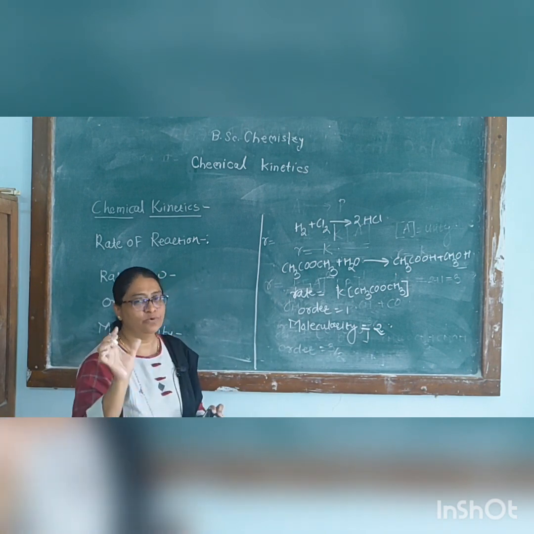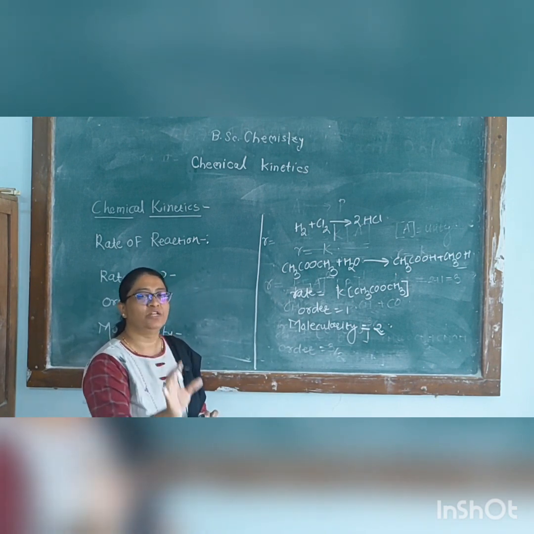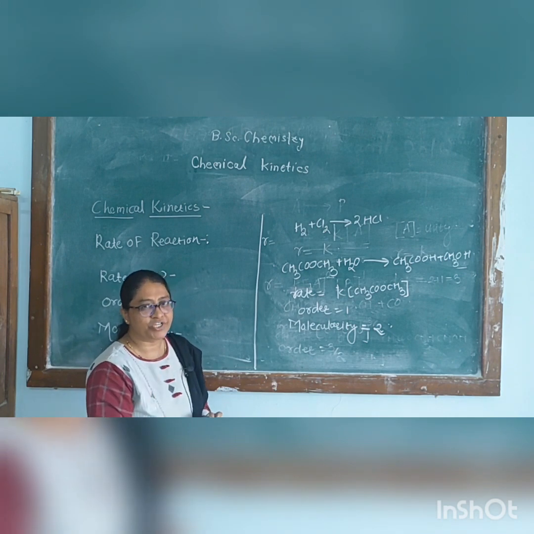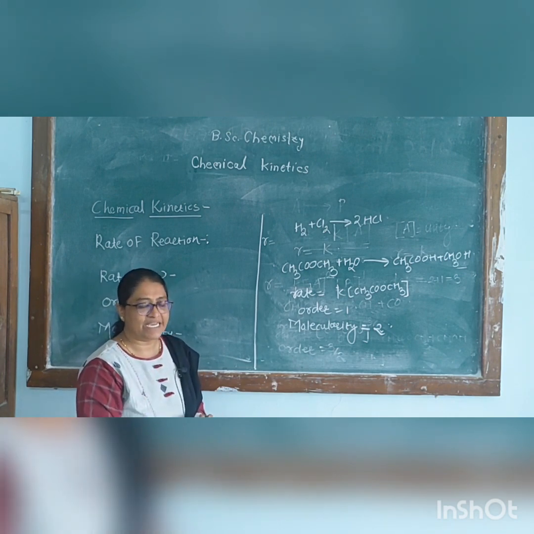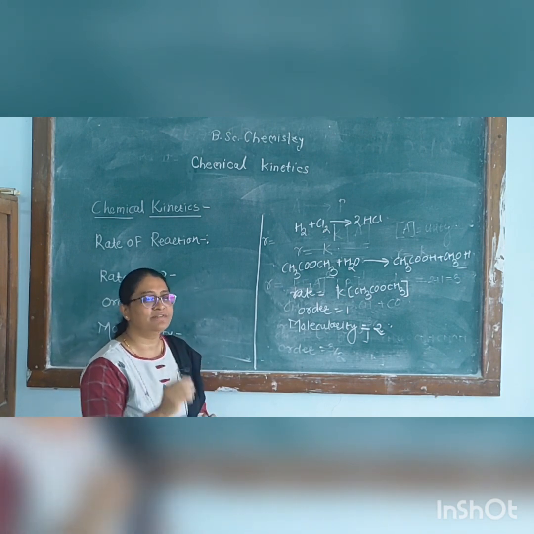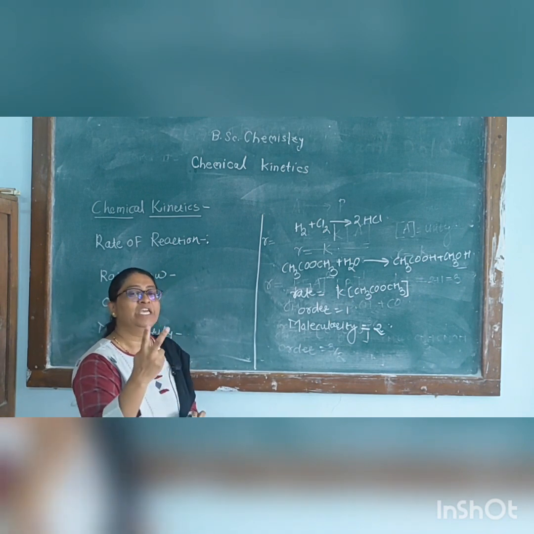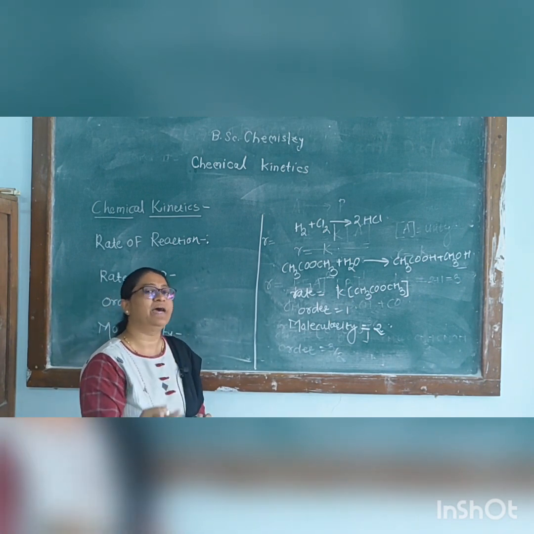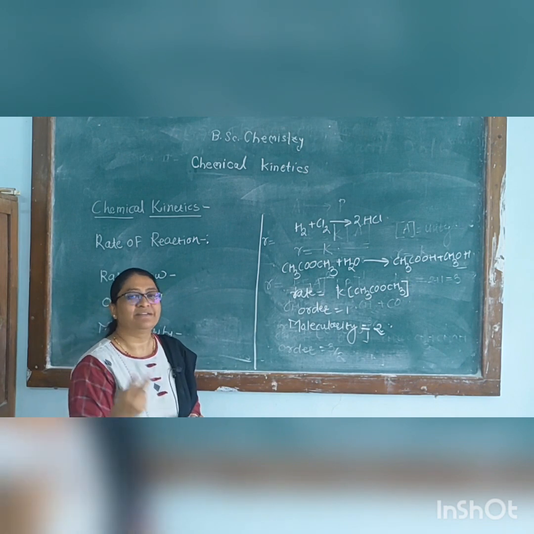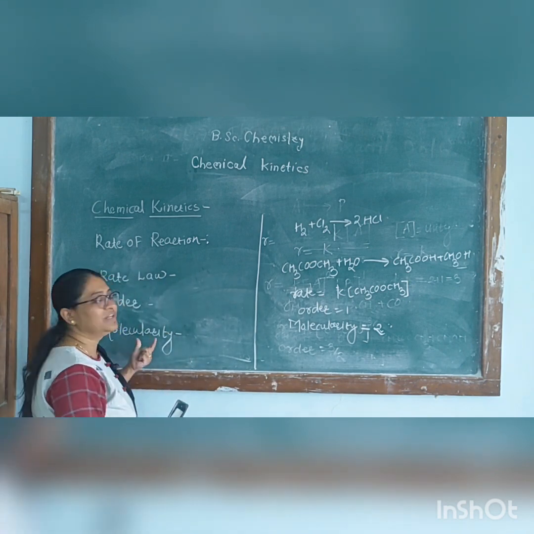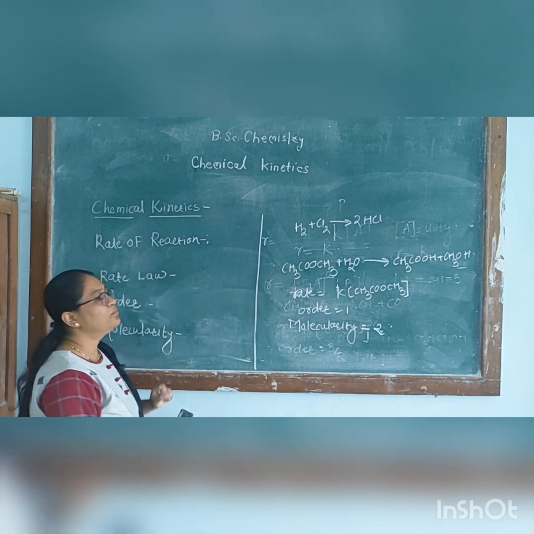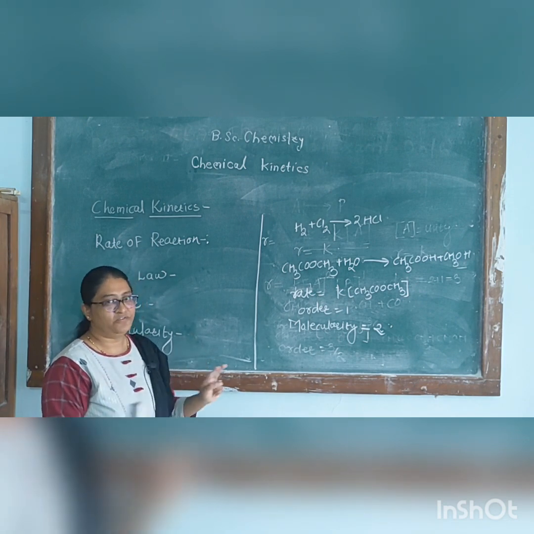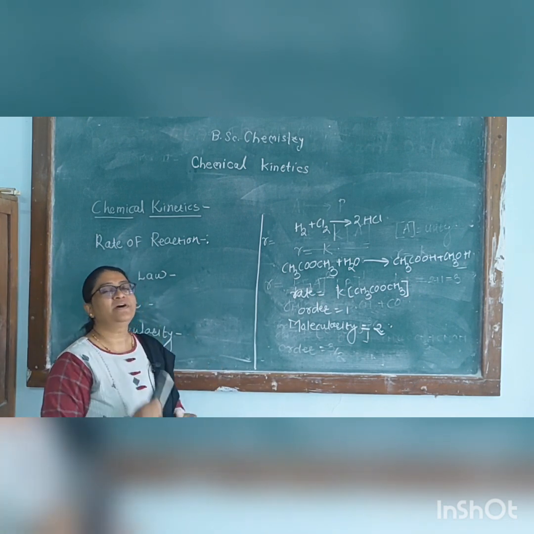The number of reactant molecules which are involved in an elementary reaction is called the molecularity of a reaction. If only one molecule is involved, it is called unimolecular. If 2 reactant molecules are involved, bimolecular, and if 3, trimolecular. So this is how the molecularity is. The order and the molecularity are two different concepts. We can differentiate them.